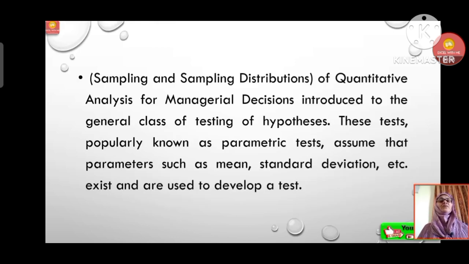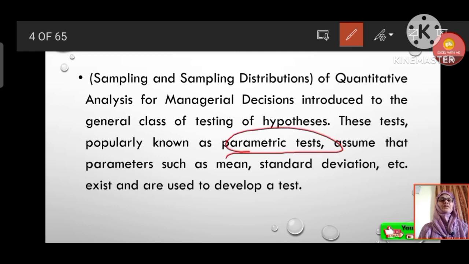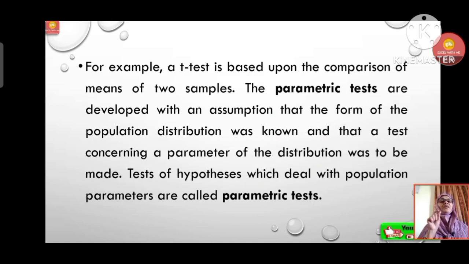Now, sampling and sampling distributions of quantitative analysis for managerial decisions introduced to the general class of testing of hypothesis. These tests, popularly known as parametric tests, assume that parameters such as mean, standard deviation, etc. exist and are used to develop a test. These are, we have to note down, these are the parametric tests here. That is mean, standard deviation, etc. whatever we calculate. For example, a t-test is based upon the comparison of means of two samples.